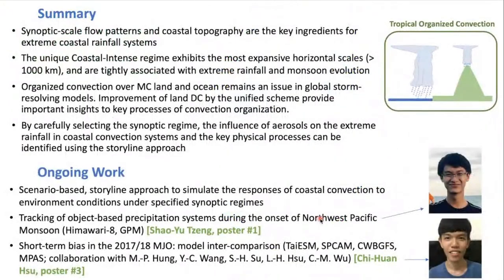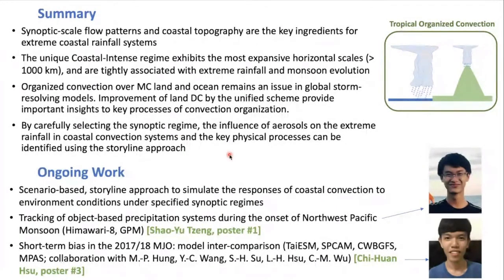So this is a quick overview of our recent work. I hope we showed you the importance of these coastal rainfall systems. And we know that the global models still have a lot of problems in simulating these important phenomena. But I think the success of the unified scheme is providing very important insight into some of the key processes. And we advocate for carefully selecting the synoptic regimes to look at the response of extreme rainfall in the systems to the change in the environment.